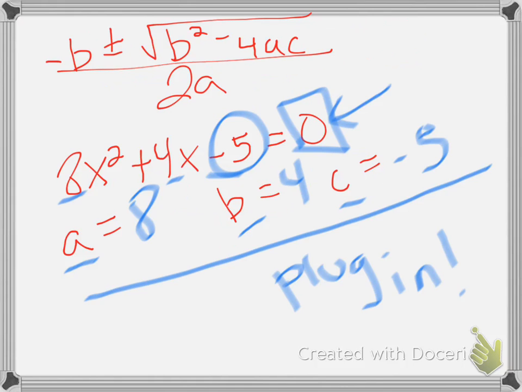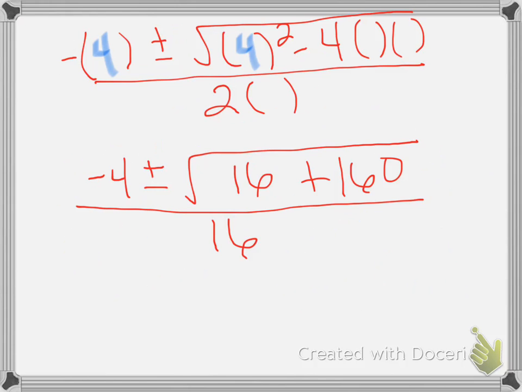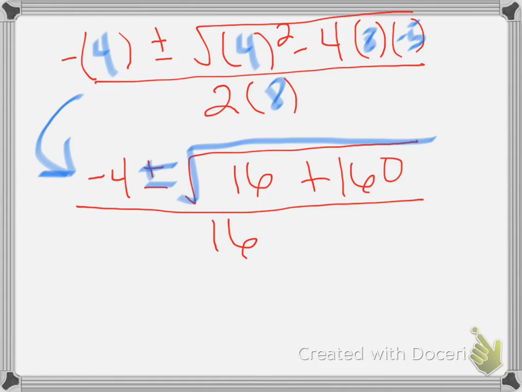Again, my A was 8, so I'm going to plug in 8. My C was negative 5. And again, my A was 8. When I do all that and I simplify it, I get this. Okay, I get negative 4 plus or minus the square root of 16 plus 160 over 16.